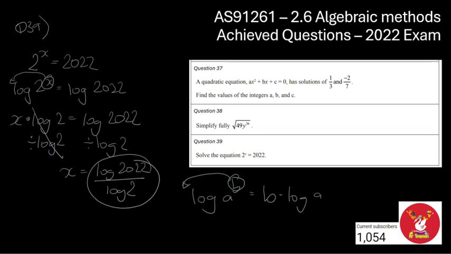And this here is just a number. Plug it into your calculator. When I did that earlier today, I got 10.98 and I rounded that to 2 decimal points.